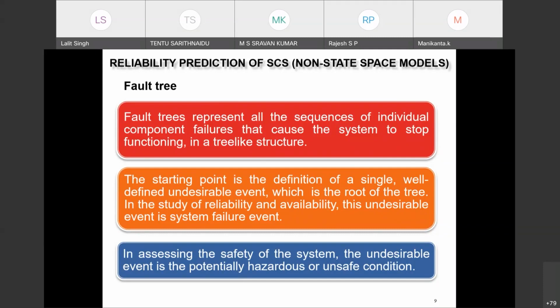For example, laptop is not working, then the reason could be either power supply failure. So that is one event. The other event could be some electronic failure. That is a second event. The third event could be mechanical failure. That is a third event. And these three events are in OR logic, because if anything fails, my laptop fails.